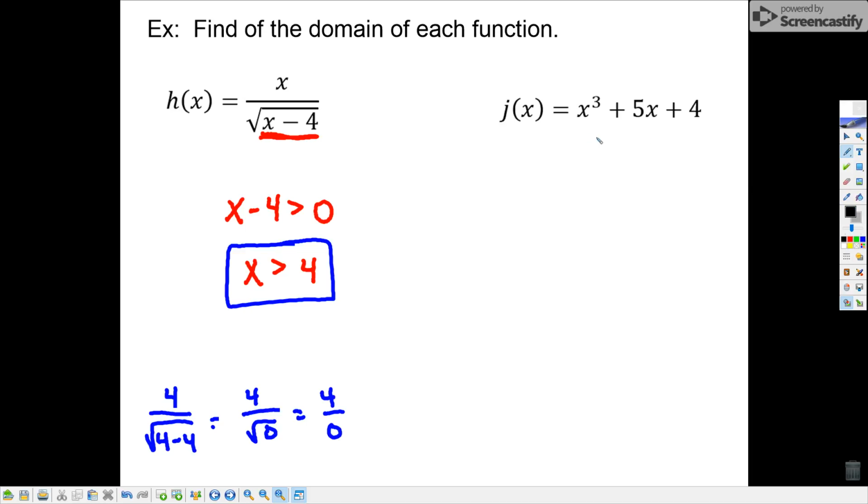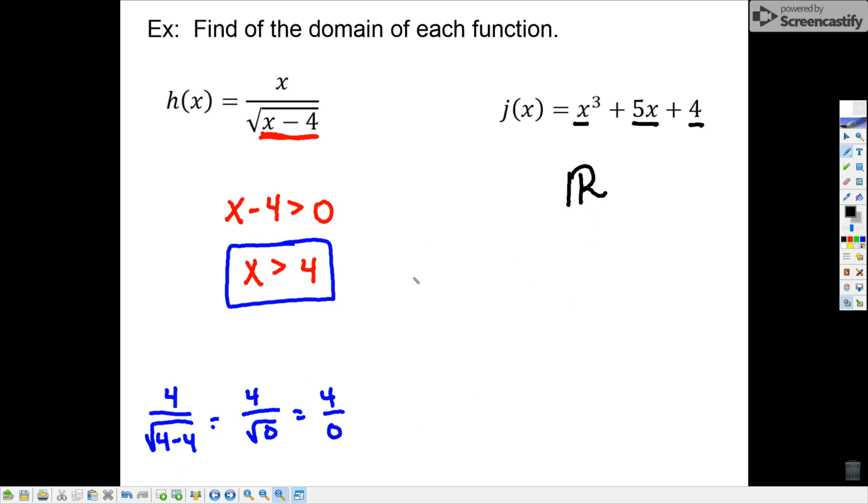Last one over here, we have x cubed plus 5x plus 4. That's our j of x function. Now cubes, you can cube a real number and always get a real number back. You can always multiply, we already talked about that, any two real numbers, and you always get a real number back. And adding any two real numbers gives you a real number in the end. So for that reason, there are no restrictions, so this is all real numbers.